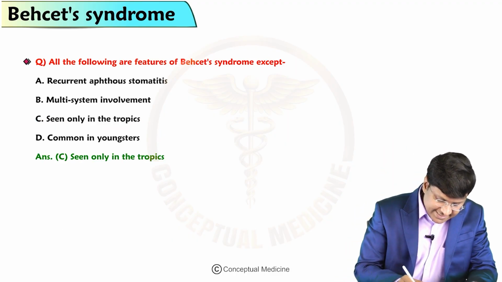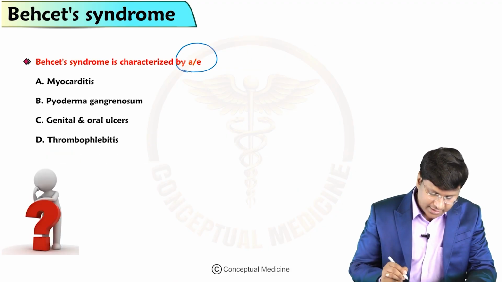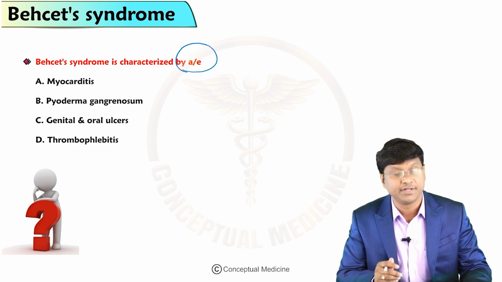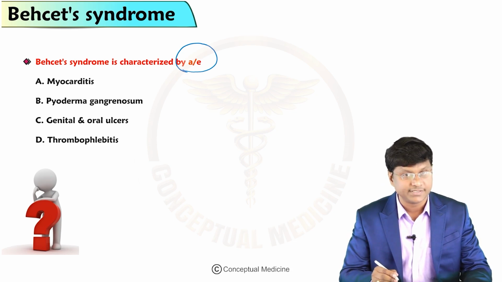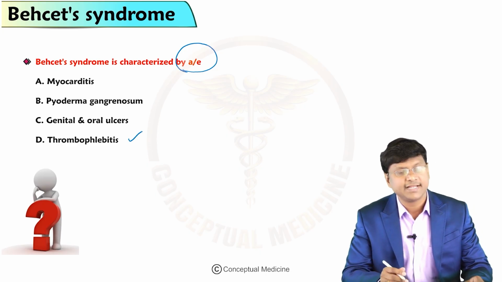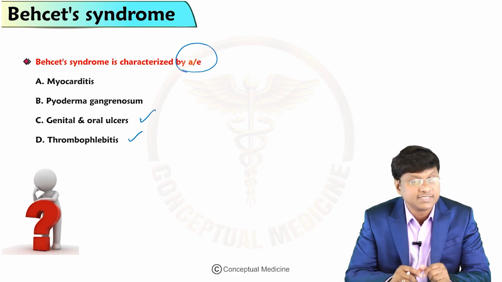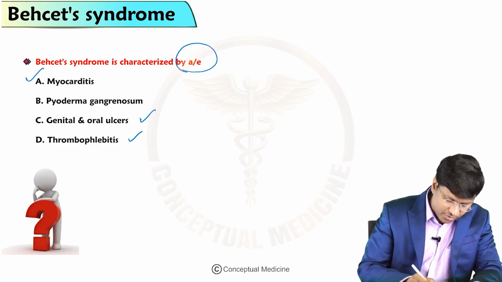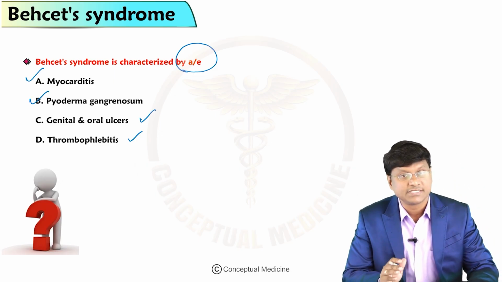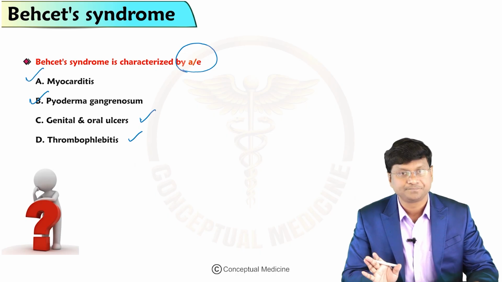Then Behcet syndrome is characterized by all except: myocarditis, pyoderma gangrenosum, genital and oral ulcers, thrombophlebitis. Vascular involvement will be in the form of thrombophlebitis. Genital and oral ulcers are very common, but myocarditis is not seen in Behcets, and pyoderma gangrenosum is also not seen in patients with Behcets.